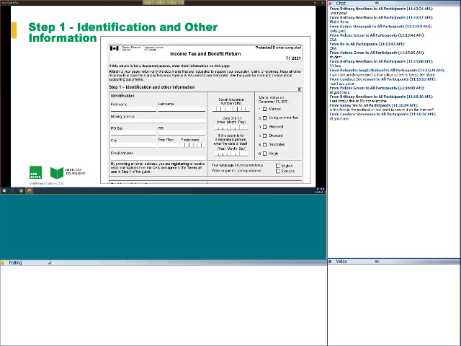Okay, now we have one more section on here that I do want to talk about, which is the email address. If you put an email address on this line, what happens? If you enter an email address on the first page of the tax return, what is the client voluntarily doing? What are they signing up for?